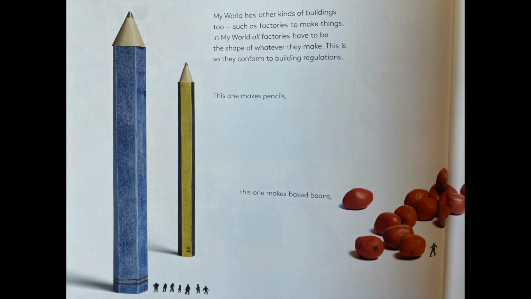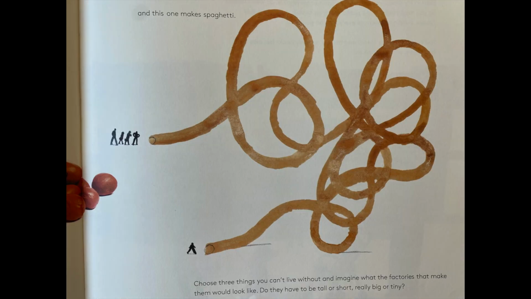My world has other kinds of buildings too, such as factories made of things. In my world, all factories have to be the shape of whatever they make. This is so they conform to the building regulations. This one makes pencils. This one makes baked beans. And this one makes spaghetti. Choose 3 things you can't live without and imagine what the factories that make them would look like. Do they have to be tall or short or really big or tiny?